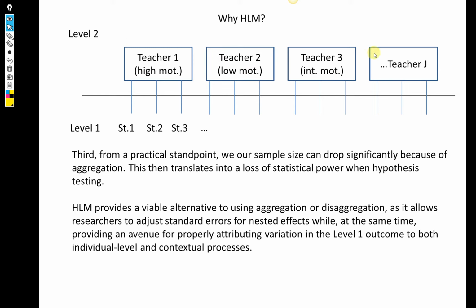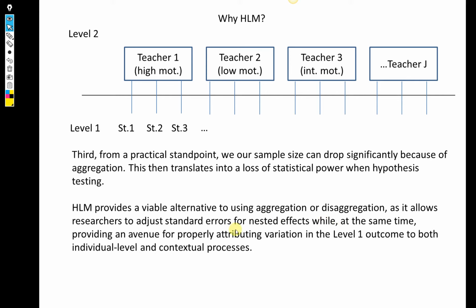So HLM provides a viable alternative to using aggregation or disaggregation, as it allows researchers to adjust standard errors for nested effects while at the same time providing an avenue for properly attributing variation in the level 1 outcome, both individual level and contextual processes.